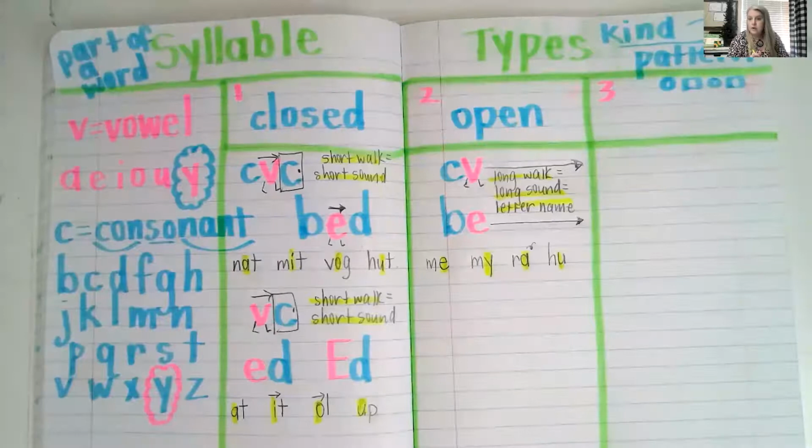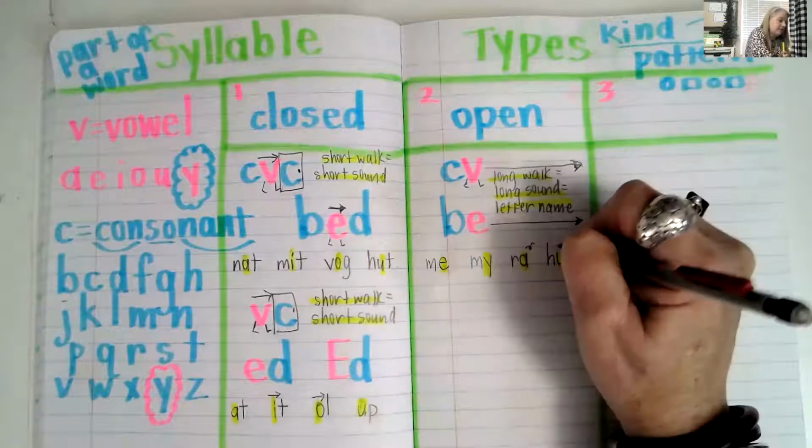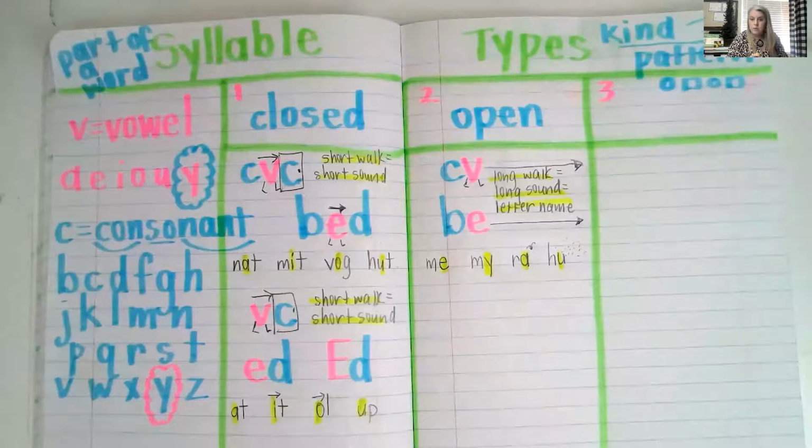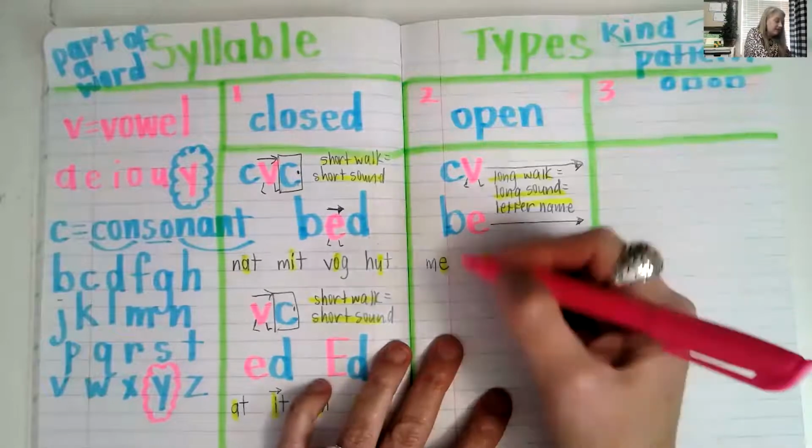Hue, like humid. Oh, it's so humid out today. I'm in South Florida. So humid. So hue. It's like lots of moisture in the air. Okay, humid. So that's another part of a word, another syllable, humid. There's another open pattern that we're going to talk about, and that's when it just looks like this.